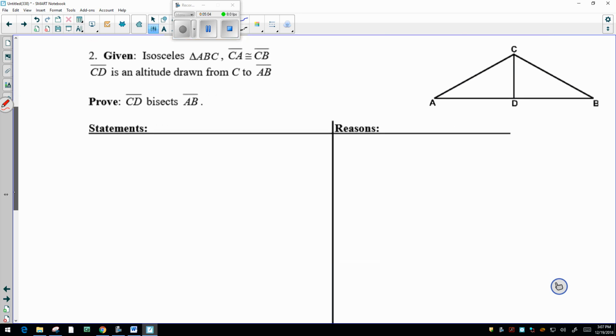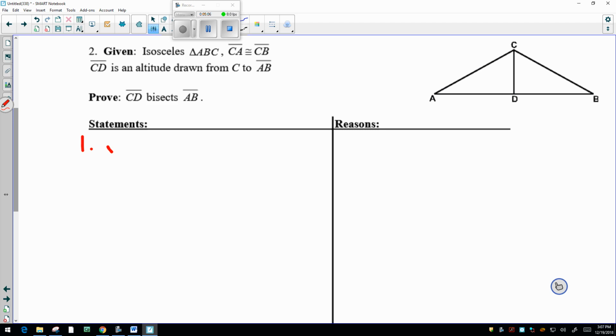So we're going to see how does this work in a proof. So step number 1, you write down the given information. So we have an isosceles triangle ABC.